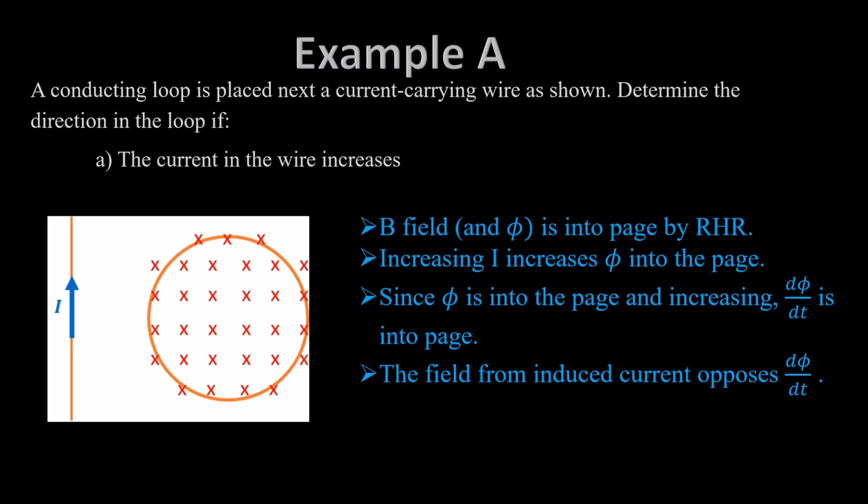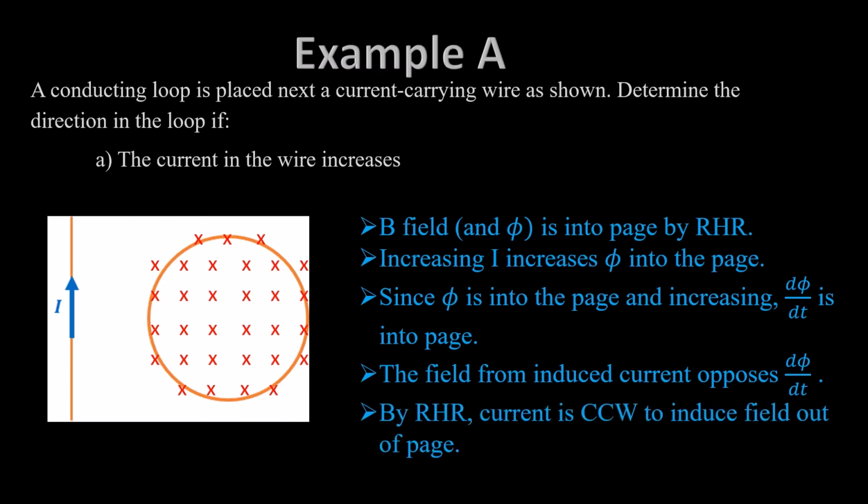Now the induced current is going to create a field that opposes the change in flux. The change in flux was into the page, so the induced current is going to create a field that is out of the page. You get the direction of that induced field by using the right-hand rule. You put your thumb in the direction of the induced field, and your fingers will be the direction of the induced current. So by the right-hand rule, your fingers would curl counterclockwise. The induced current in this case is going to be counterclockwise.